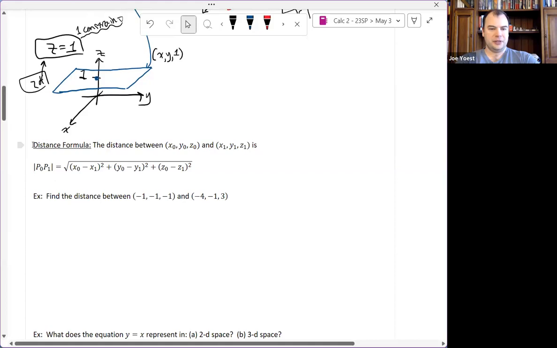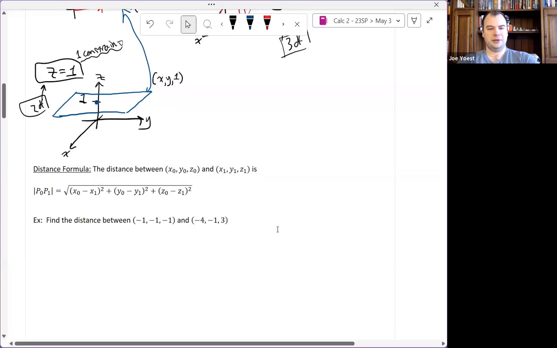Okay, so what is the distance formula in 3D? The distance between (x0, y0, z0) and (x1, y1, z1) is just completely analogous to the 2-dimensional distance: the difference in the x's squared, plus the difference in the y's squared, plus the difference in the z's squared.